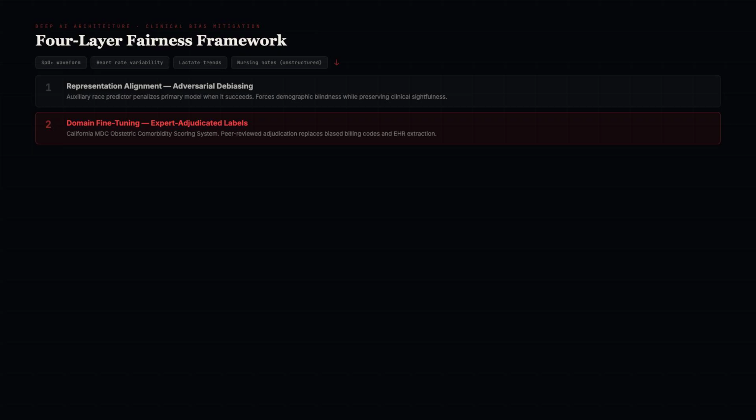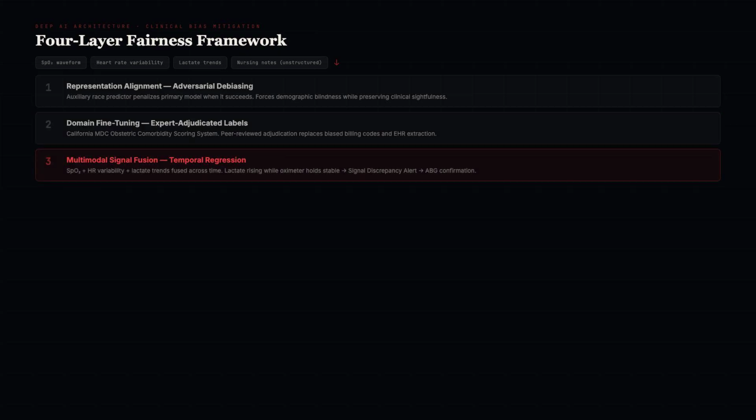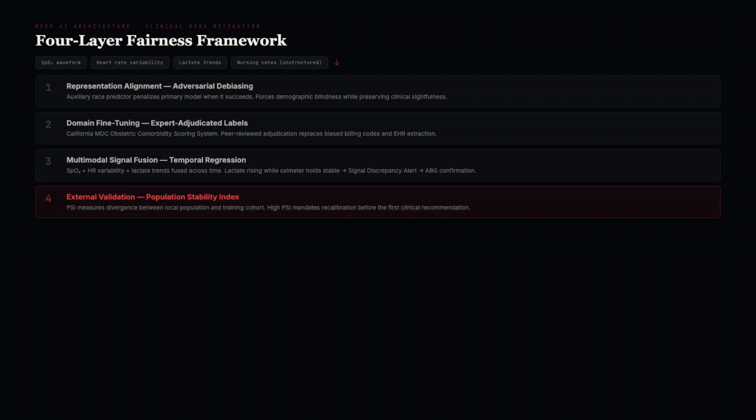Layer 2, domain-specific fine-tuning. Generalist weights give way to expert-adjudicated clinical ground truth, not billing codes, not EHR extraction, but labels derived from peer-reviewed adjudication. For maternal health, this means training on the California Maternal Data Center's obstetric comorbidity scoring system, which adjusts for chronic hypertension, gestational diabetes, and the comorbidity patterns specific to underrepresented populations.